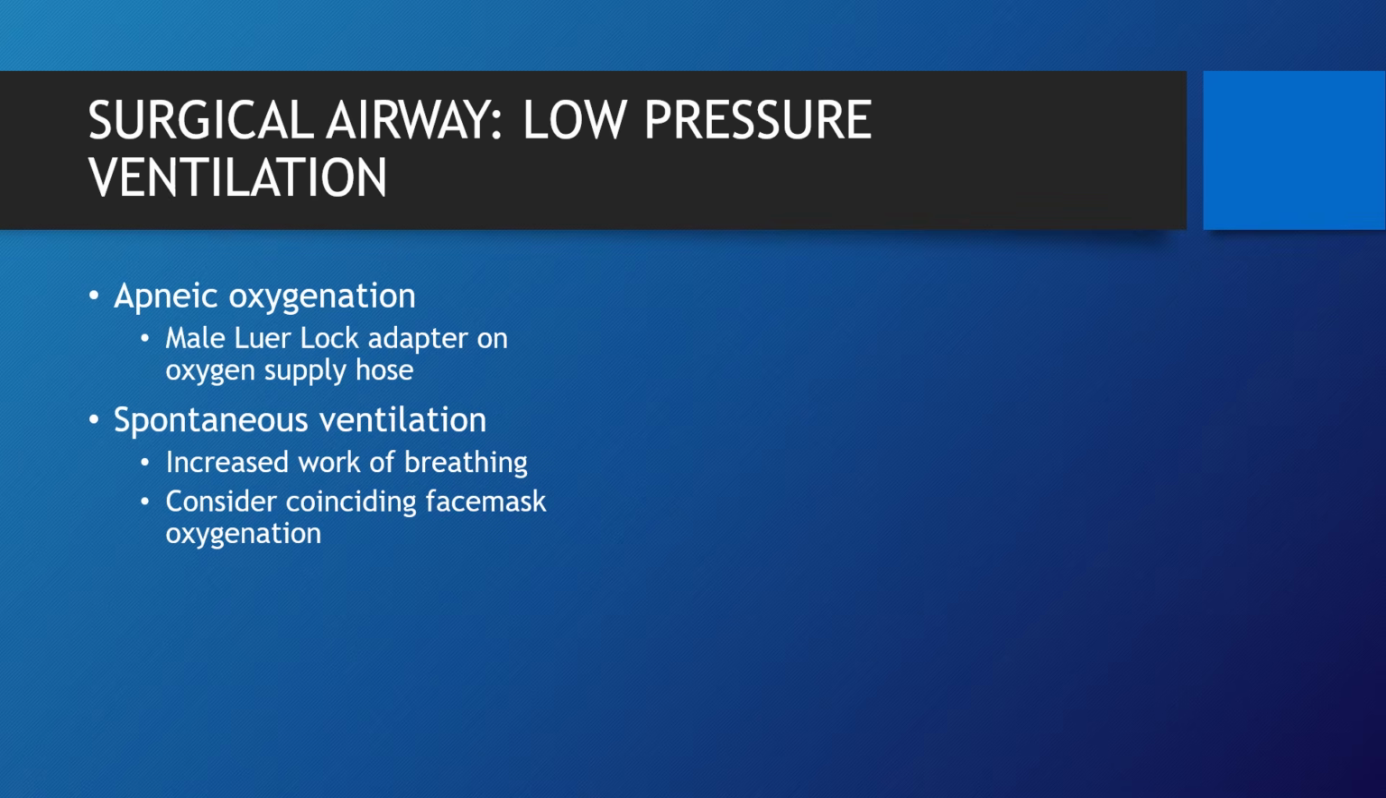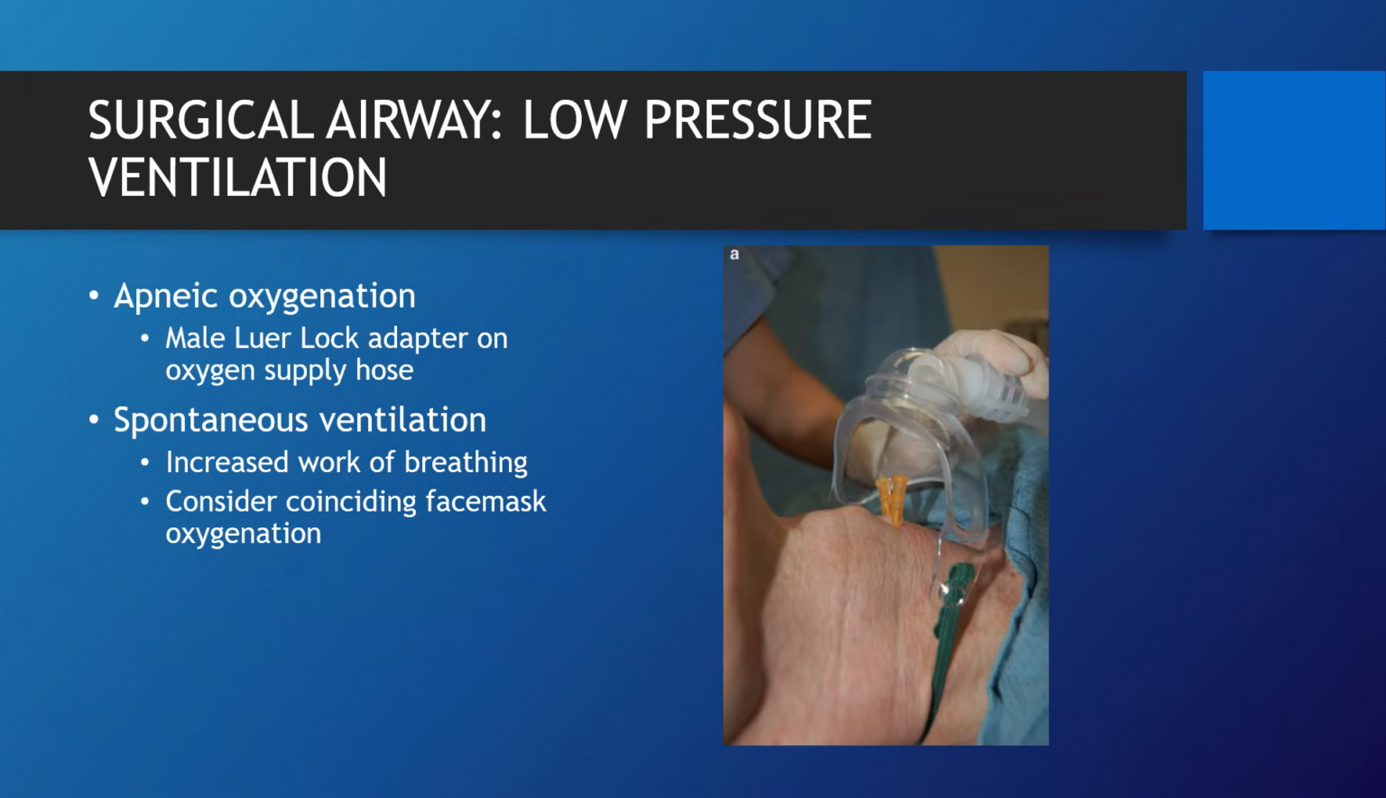So with your low pressure ventilation techniques, you can do apneic oxygenation. You would just use a male Luer lock adapter at the distal end of the oxygen supply hose and connect this to the cannula. If the patient has spontaneous respirations, you can allow for spontaneous ventilation, keeping in mind that this will increase the work of breathing for the patient. So you should consider the placement of a second cannula to allow for adequate gas exchange. And then some upper airway exchange can be taking place, so you should consider using face mask oxygenation as well.